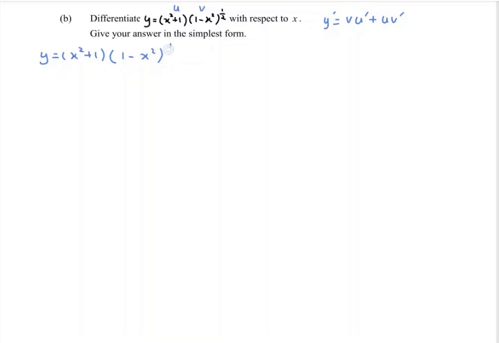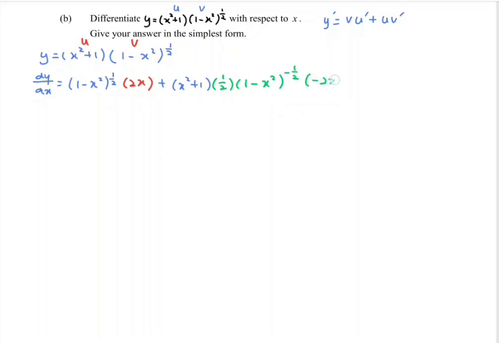(1 minus x squared) to the power of 1 over 2. We denote the first as u and the second as v. So dy/dx, where we have v, (1 minus x squared) to the power 1 over 2, times the derivative of u, which is 2x. Plus, focus on u, where we have x squared plus 1. Next, differentiate v. Let's begin with the external function, where we have 1 over 2 (1 minus x squared) to the power of negative 1 over 2. Differentiate the internal function, and we have negative 2x.